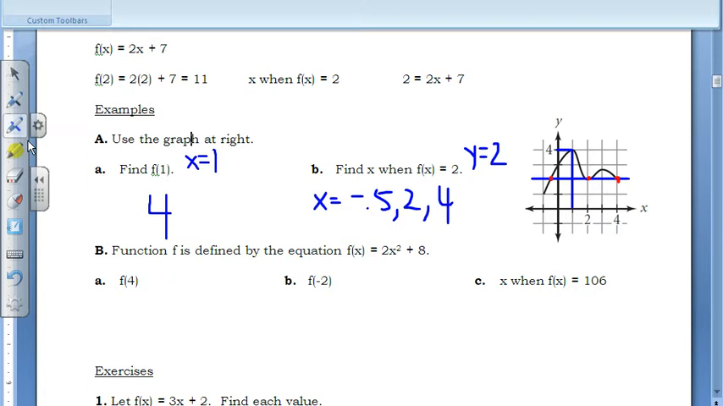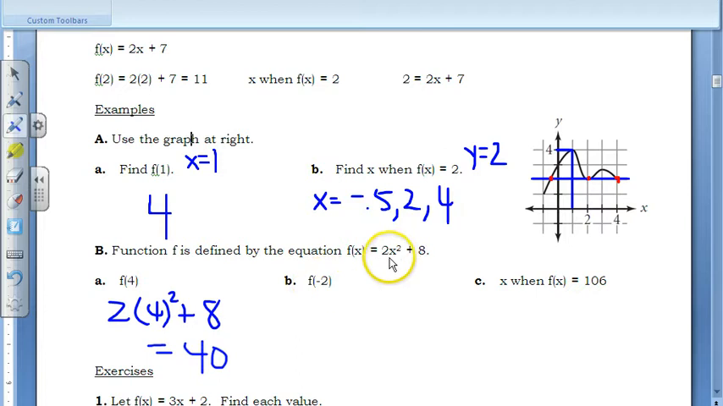Letter B says function f is defined by the equation f of x equals 2x squared plus 8. So again, whatever's in the parentheses is x, so we just put 4 in for the x value. This will be 2 times 4 squared plus 8. 4 squared is 16. Times 2 is 32, plus 8 makes that 40.